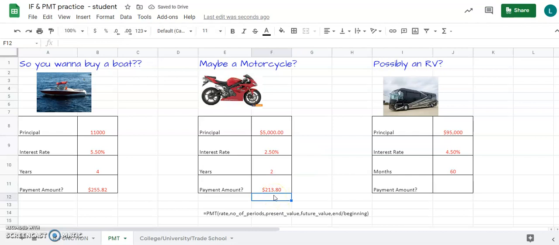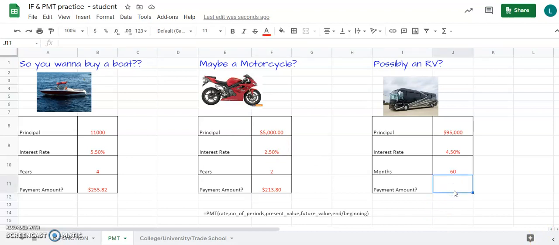So $213.80 is how much I would owe per month for that motorcycle for 2 years. Remember, I'm paying $5,000, but I'm also paying interest. So the loan is $5,000, but I'm really going to be paying back more than $5,000 because I have to pay 2.5% interest every year since I borrowed that money up front.